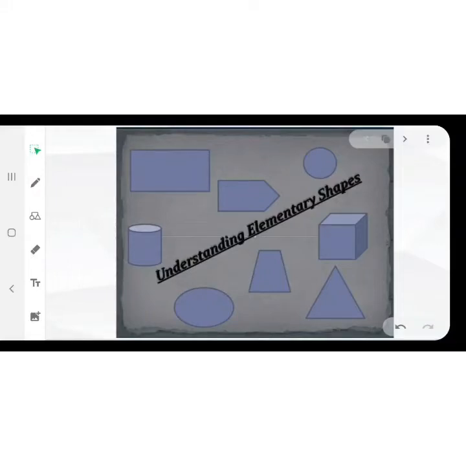Good morning, children. Today we are going to start lesson number 5, Understanding Elementary Shapes.